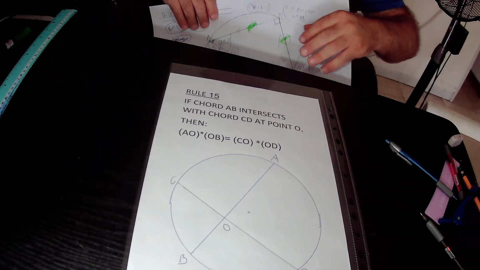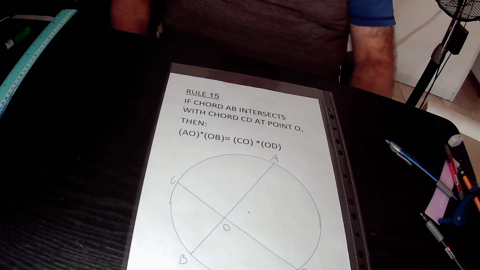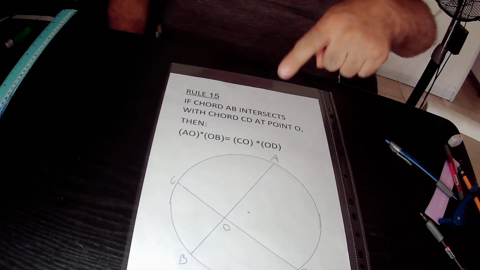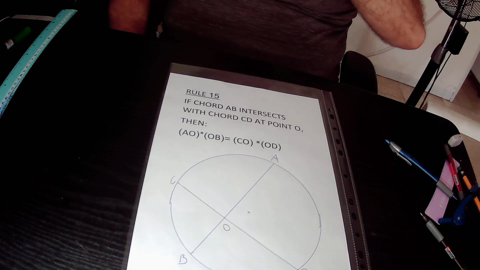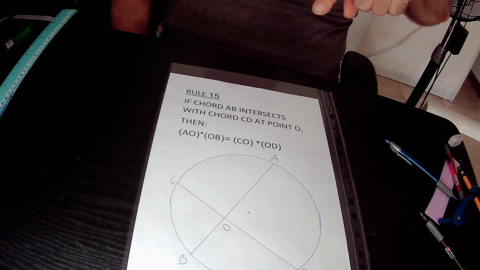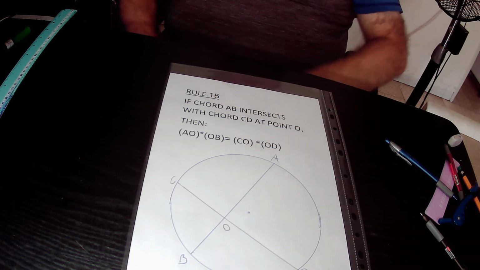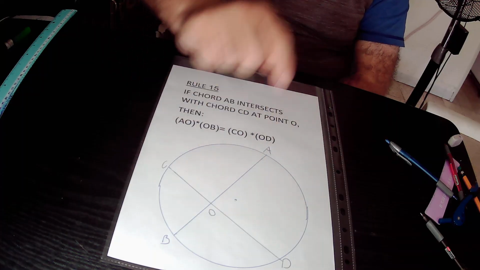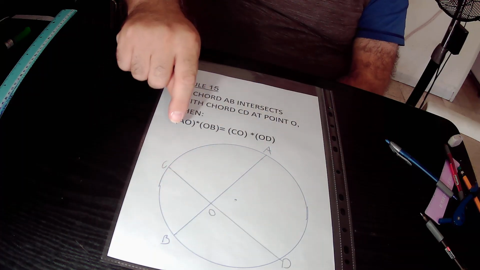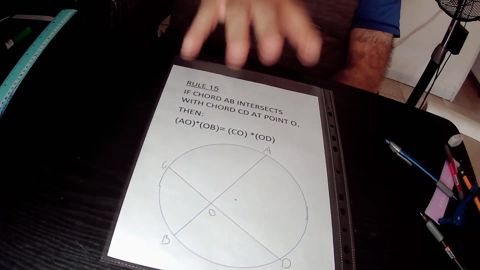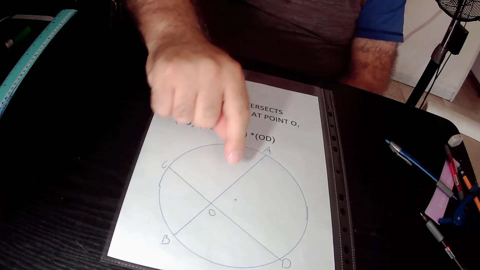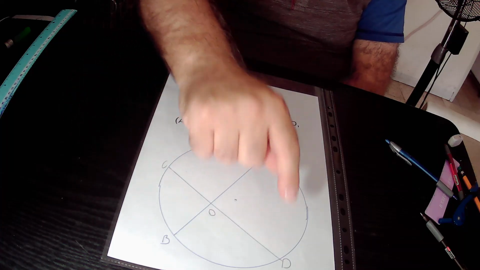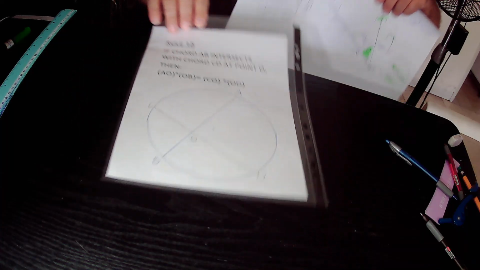According to rule 15, if chord AB intersects with chord CD at point O, then the following equation is true: AO times OB equals CO times OD. So in the drawing we have a circle, and we have here chord AB that intersects with chord CD at point O. So in this drawing, the following equation is true, that AO times OB equals CO times OD. We can implement rule 15 in our drawing.